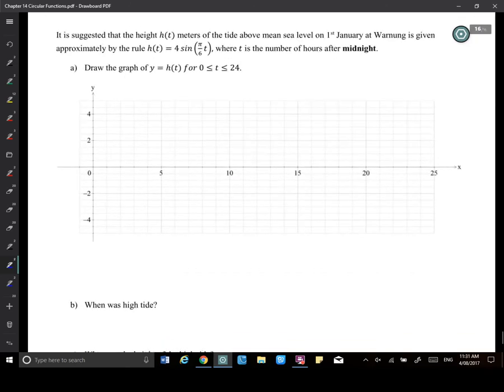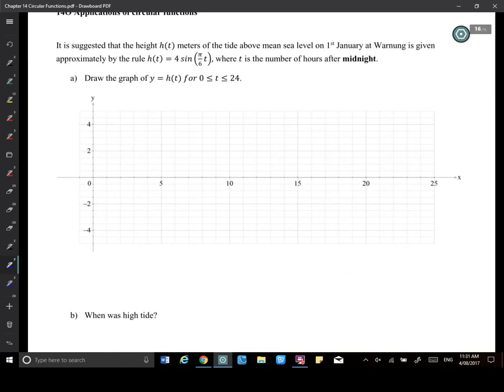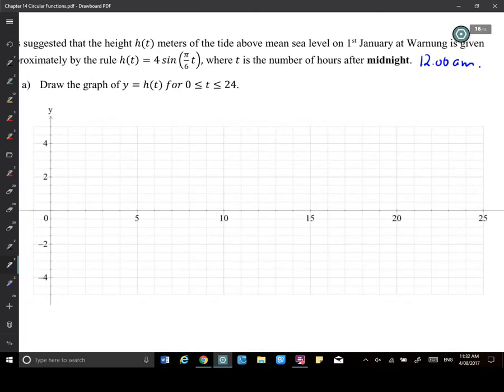It is suggested that the height h meters of the tide above mean sea level on 1st of January somewhere is given approximately by this equation, where t is the number of hours after midnight. Midnight will be 12 a.m., so it will be the time after 12 a.m. Draw the graph of h(t) for t between 0 and 24.